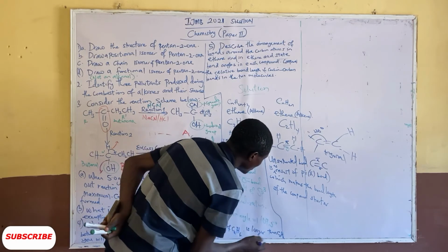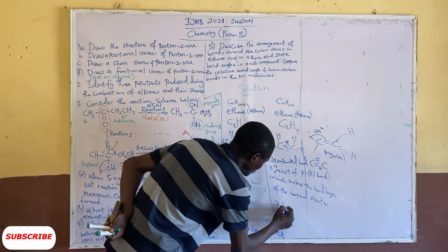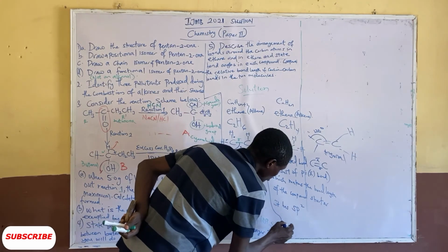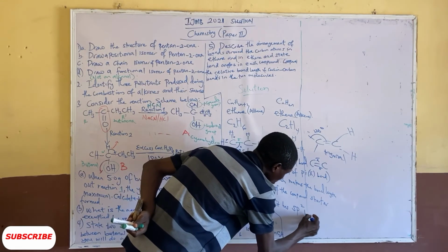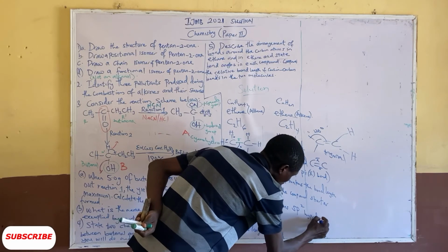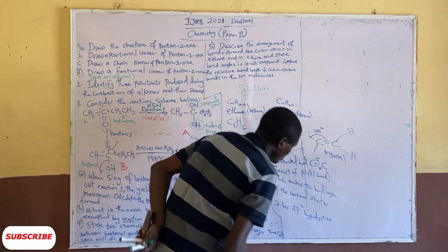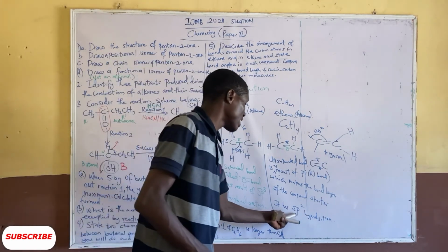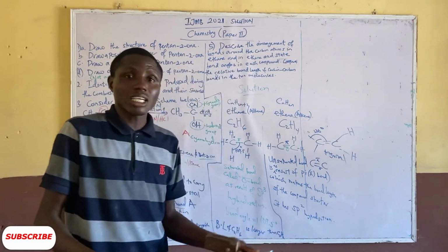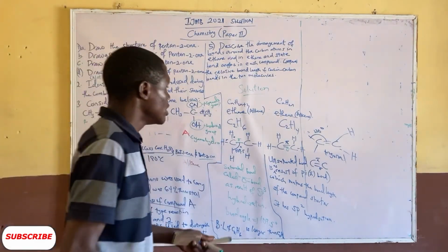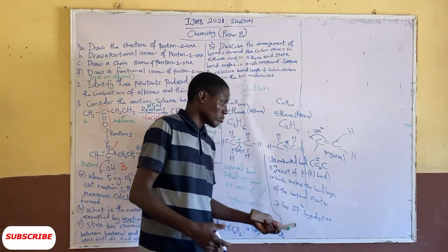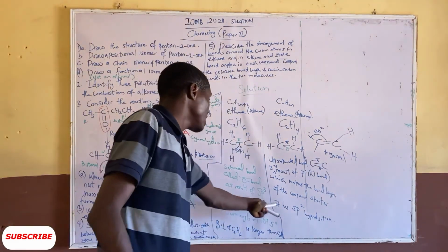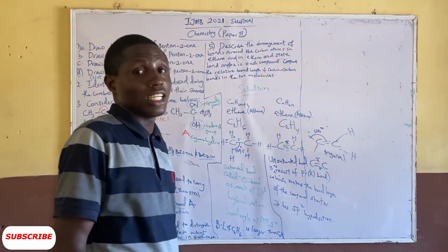The pi bond here has sp2 hybridization, meaning there is an increased participation of the s orbital here. Although this pi bond makes it shorter, the percentage of s here is increased, so to say.